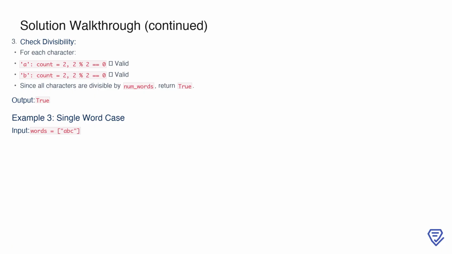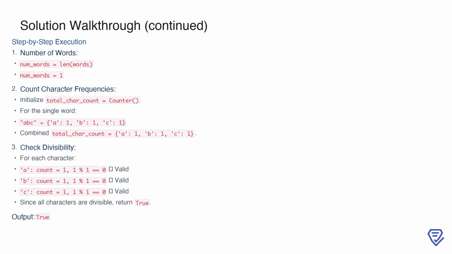In the next scenario, we'll examine how this logic applies to a single word case. When there is only one word in the input, such as words equals ABC, the solution simplifies significantly. First, we calculate the number of words, which is 1. Next, we count the character frequencies for the single word. For ABC, the frequencies are A:1, B:1, C:1. Since there's only one word, the total char count remains A:1, B:1, C:1.